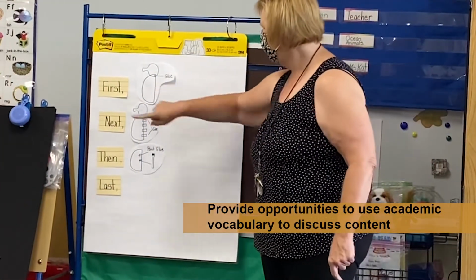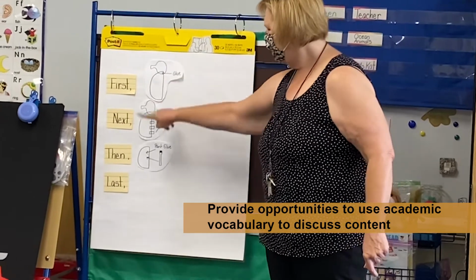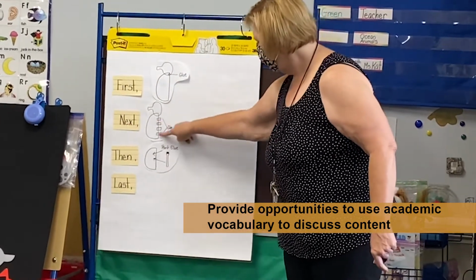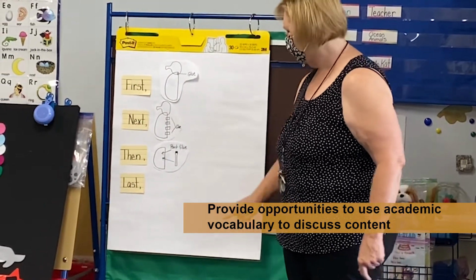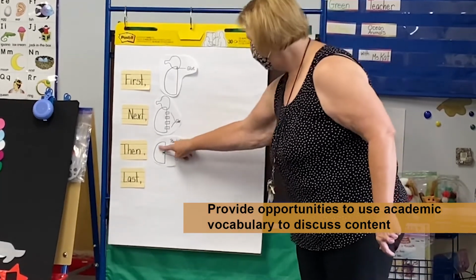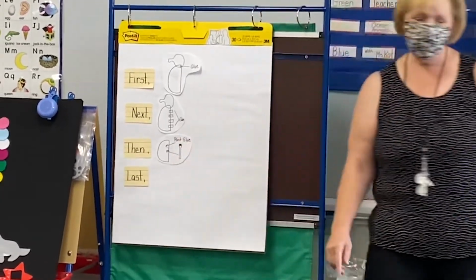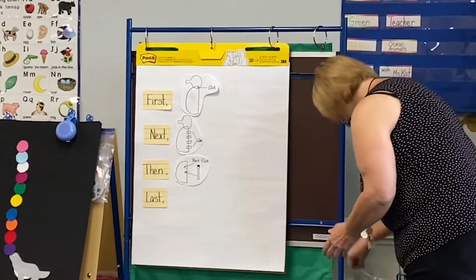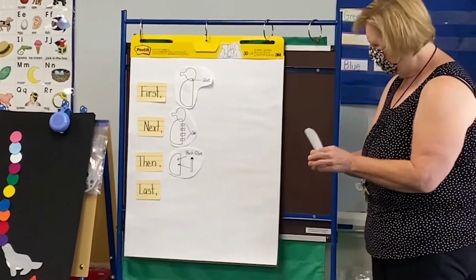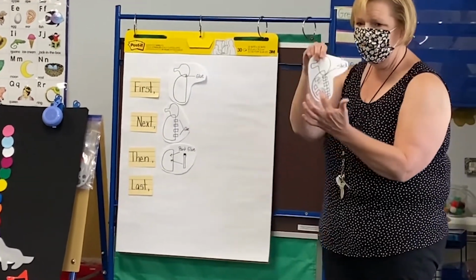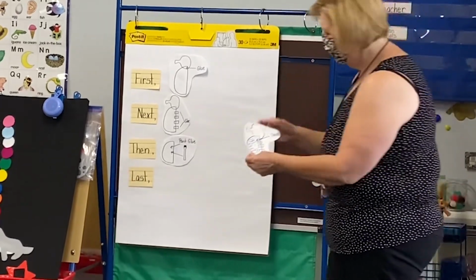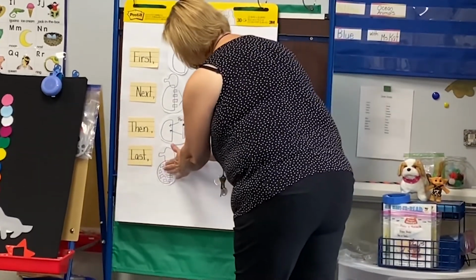So first, we're going to glue on his head. Next, we're going to glue on his fins or spikes. Then we're going to paint with glue. Last, we're going to stick on all the little colored tissue papers to make his colorful body.